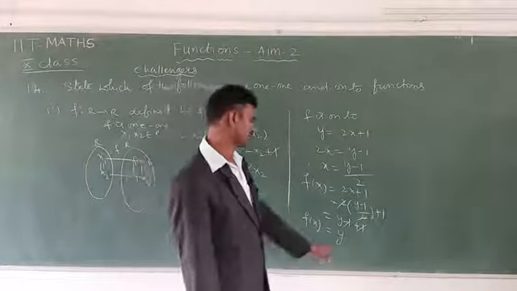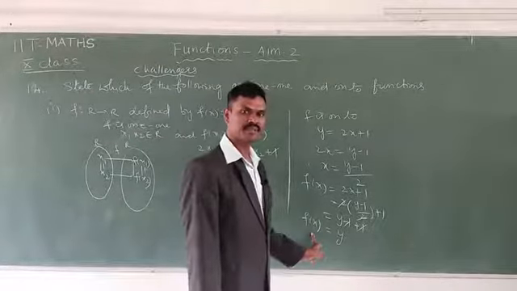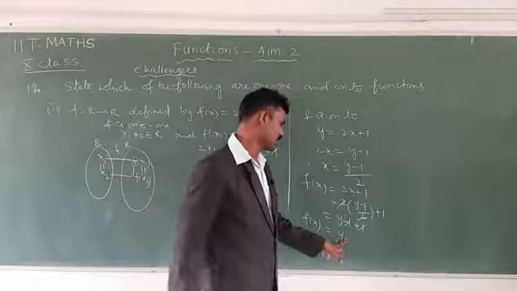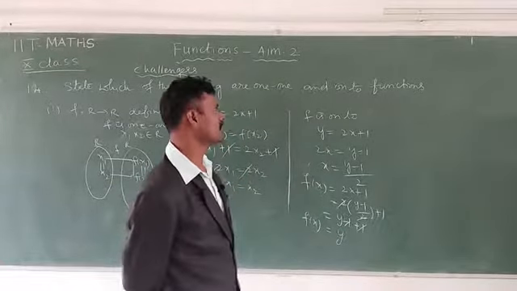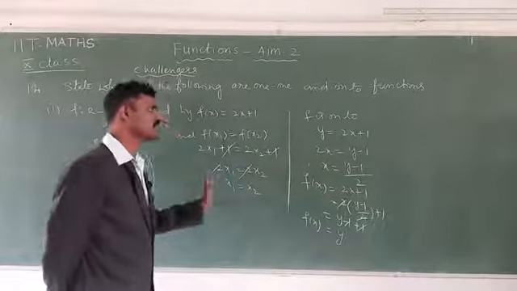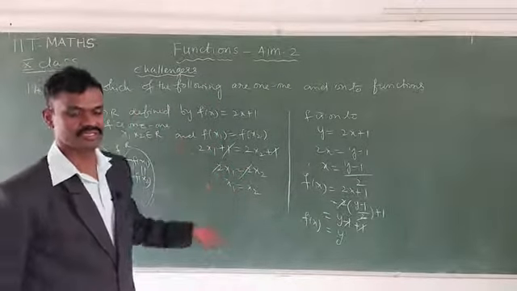Every element of the codomain has a pre-image in the domain. That's why this is also an onto function. This is one-one and onto, both are possible. This is a bijective function. Note it down.